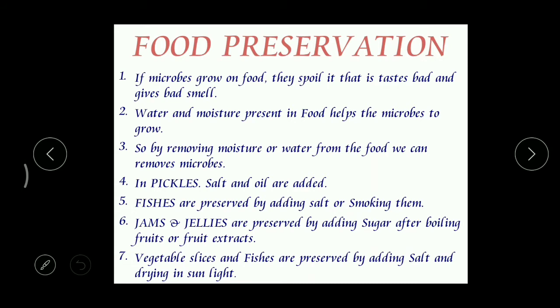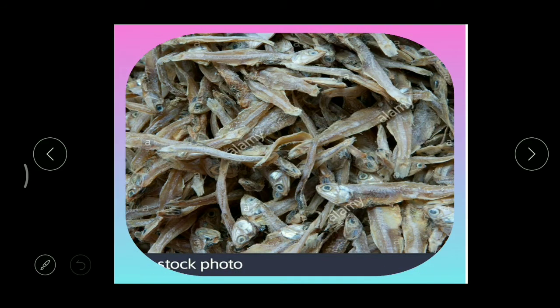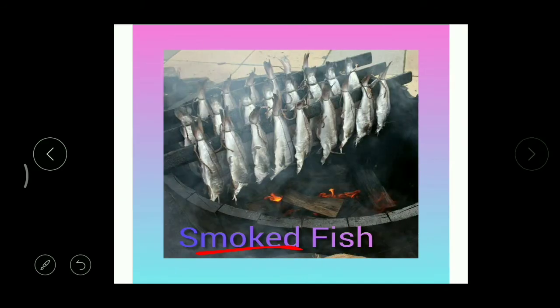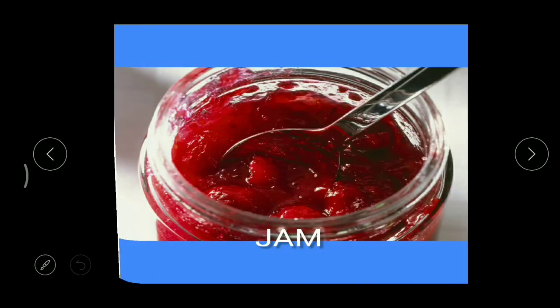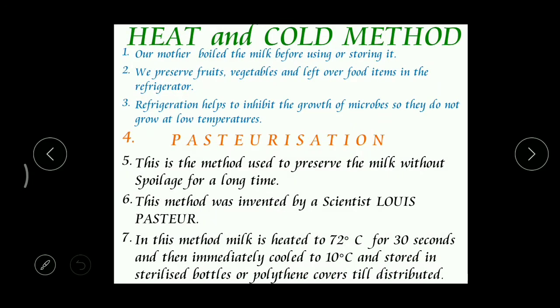And what do you call that method? That method is called sun drying. Got it? So these are the pictures: pickles, then dry fishes, then smoked fish, then jams and jellies. Good. Now let's come to the next one, that is the heat and cold method.